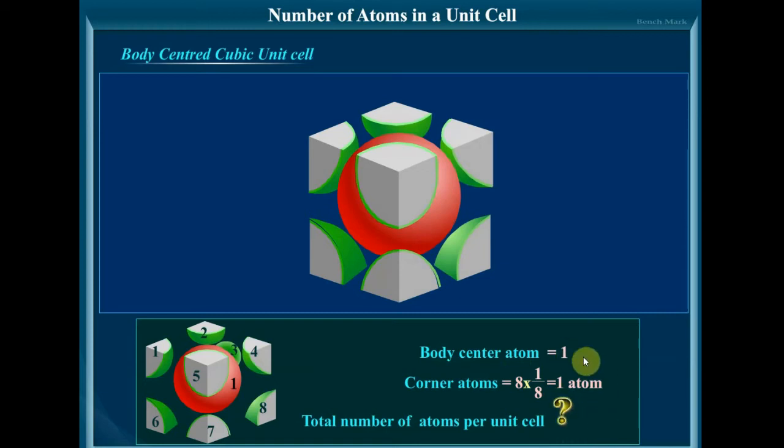Body center atom is only 1. That 1 in the center, the red ball in the center, belongs to only that one. Corner atoms, we know there are 8 at corners, but the contribution for each one is 1 by 8. So total 8 into 1 by 8 is 1. So the total number of atoms here is 1 in the body center plus 1 in the corner. So total makes it how much? 2 atoms. So there are 2 atoms present in a body-centered cubic unit cell.